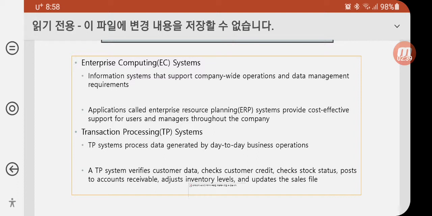Transaction processing (TP) systems process data generated by day-to-day business operations. For example, customer order processing, accounts receivable, warranty claim processing. A TP system verifies customers' data, checks customer credit, checks stock status, posts to accounts receivable, adjusts inventory levels, and updates the sales file.